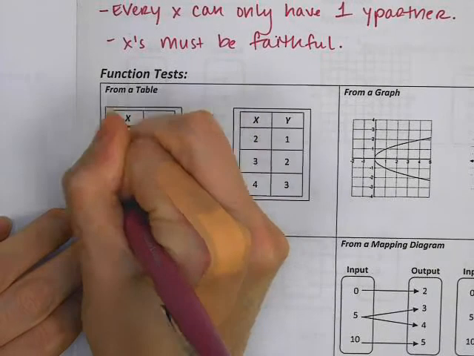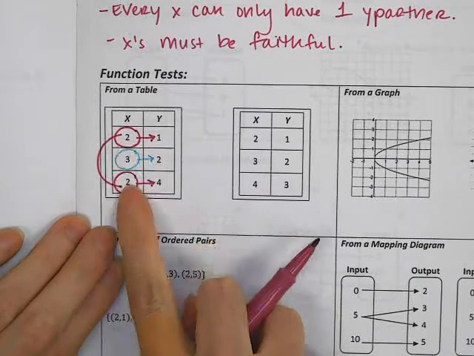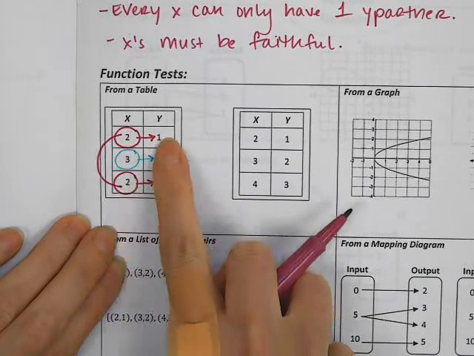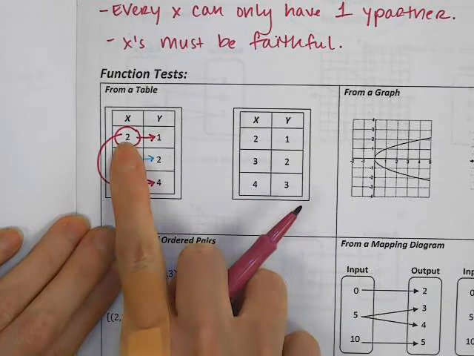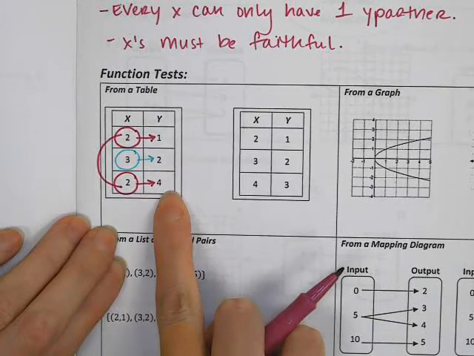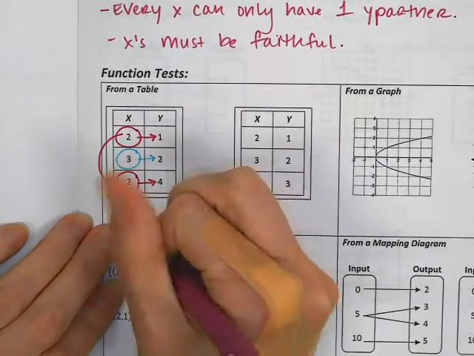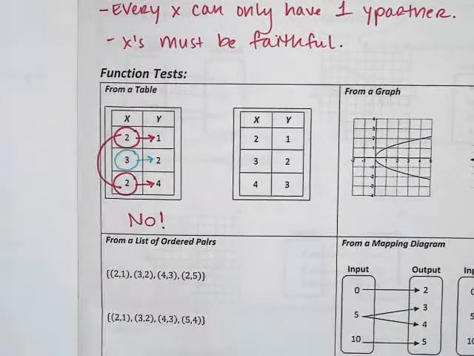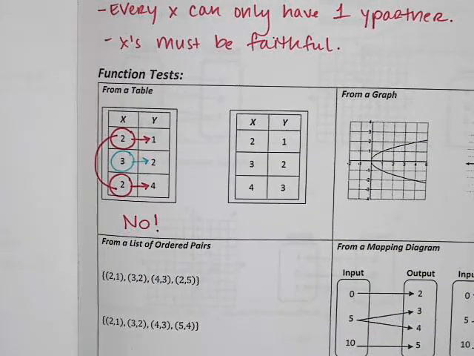So look at this x. This x is a cheater, right? Every x can only go to 1 y, but you guys have x equals 2 going to 1 and 4. So that's why this one would not be a function, because the x equals 2 is not being faithful. It has 2 y partners. It's only allowed to have 1.